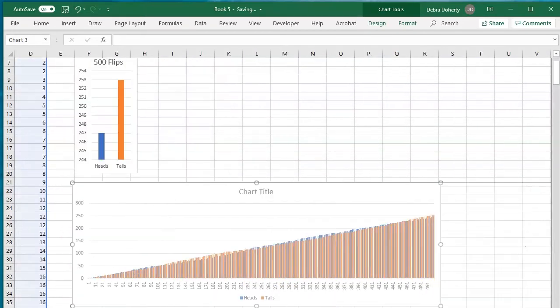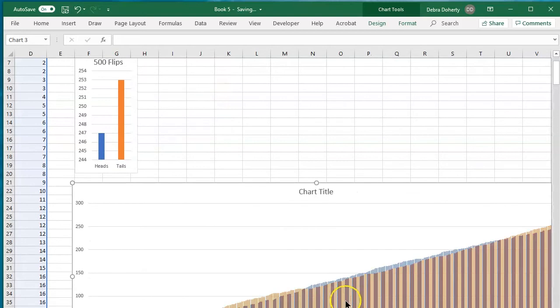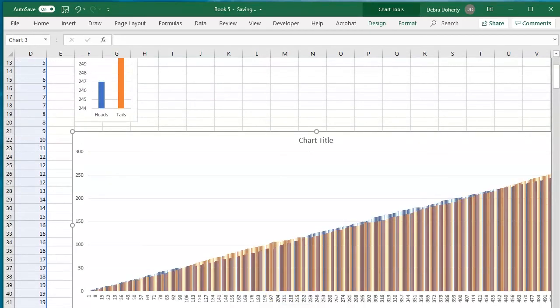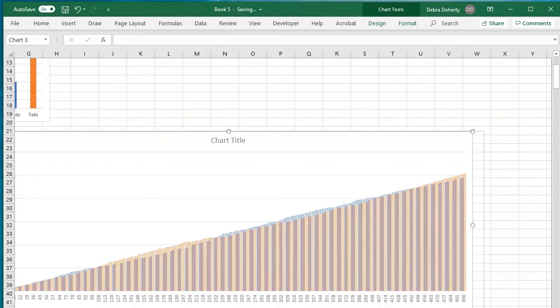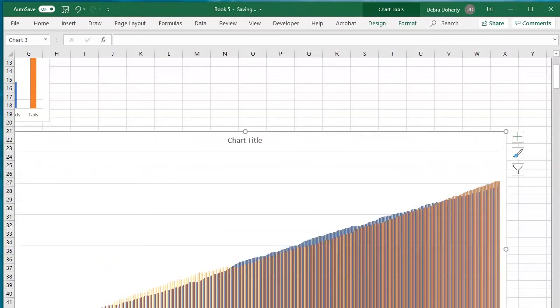I know up in the title it is showing that it doesn't look like they're very close together as far as percentage, but they really are. Now, if you'll notice, we've got some times where the heads are more than the tails, but it does eventually even out. 500 flips is still not a whole lot of flips, but as you can see, we are getting closer and closer to 50%.